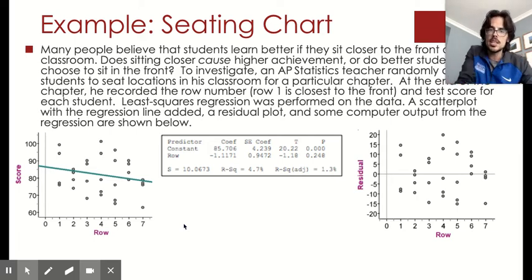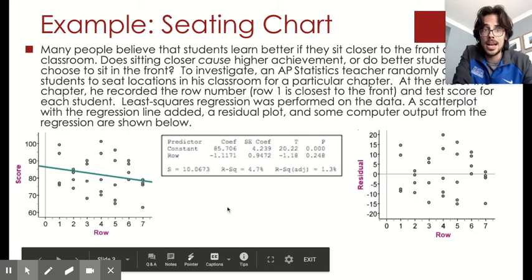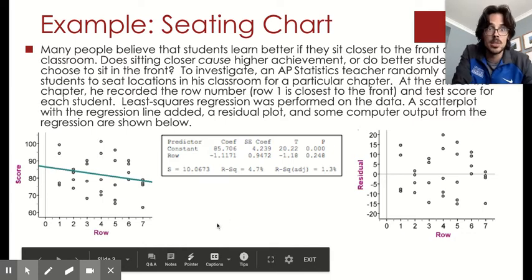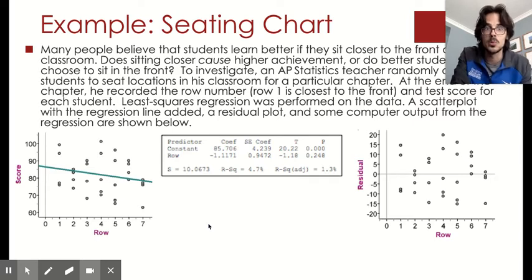Just by using the eyeball test right here, this does not look super convincing. If I got data like this, I'd be thinking, oh gosh, maybe it's not that big of a deal where I sit, which logically makes sense, because there are a lot more important things than where you sit in the classroom for how you're going to do on tests.